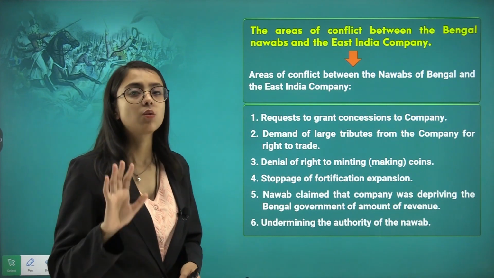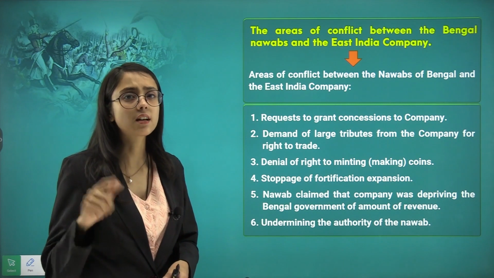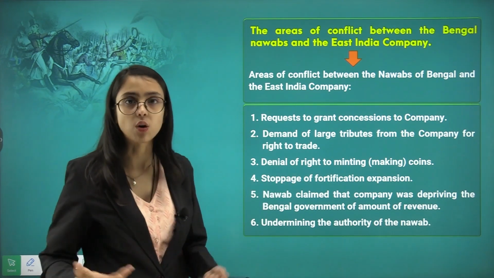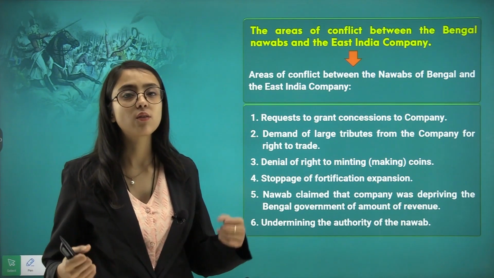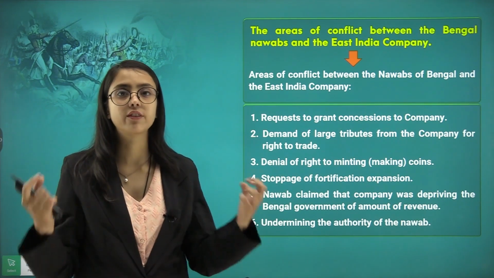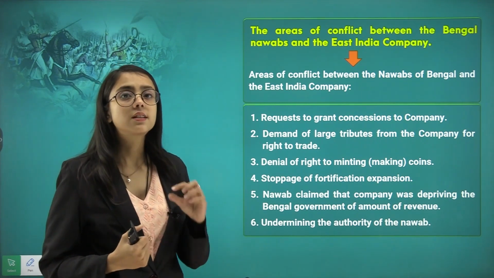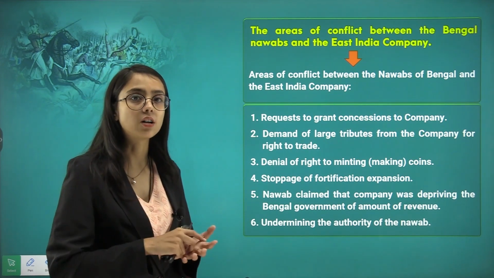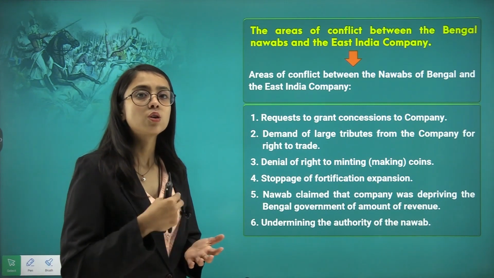So what was the major conflict? The East India Company did not have the right to mint coins, of course. Stoppage of fortification expansion. The East India Company wanted to build forts and do fortification around the factories in order to protect their commodities. But this was denied and stopped because that meant that the power was being given to the East India Company rather than to the local rulers.